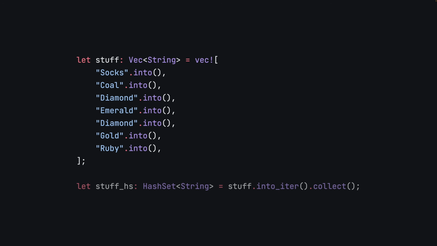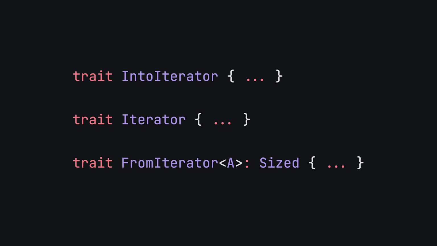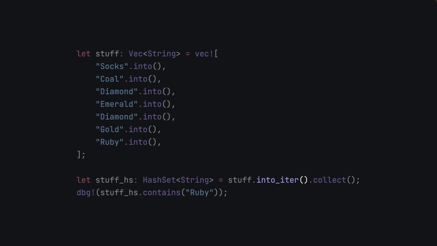First, let's convert this vector to a hash set. This is a really simple use case that is very, very common, but there is a lot going on beneath the scenes that you might not know about. In the Rust standard library, there are three important traits that make this pattern possible: IntoIterator, Iterator, and FromIterator. First, let's talk about this into_iter method we're calling here.